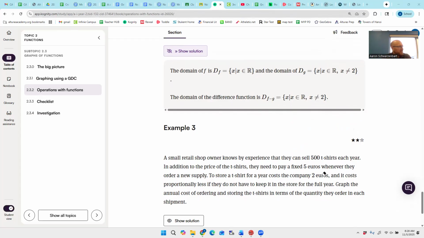So it costs them $5 per shipment, right? And $2 for each one to store. And they can sell up to 500. This is negative. Also squared. So let's write this in terms of separate functions.